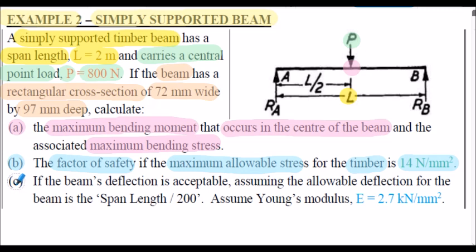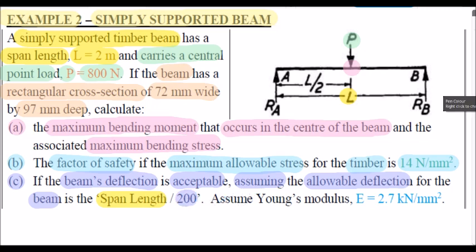In part C, we've got to determine if the beam's deflection is acceptable, assuming that the allowable deflection for the beam must be no greater than the span length L divided by 200, assuming the Young's modulus, the E value, is 2.7 kilonewtons per millimeter squared. So that's example 2 outlined. Let's now consider the solution for example 2.